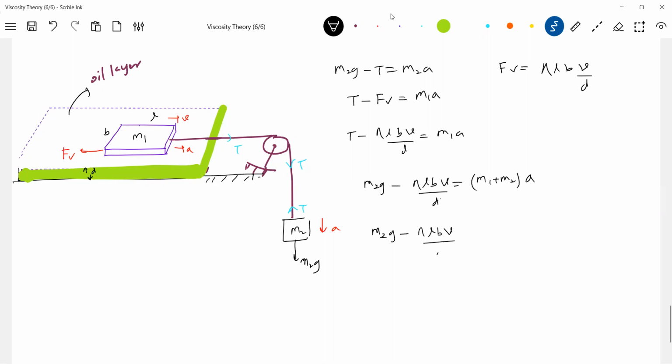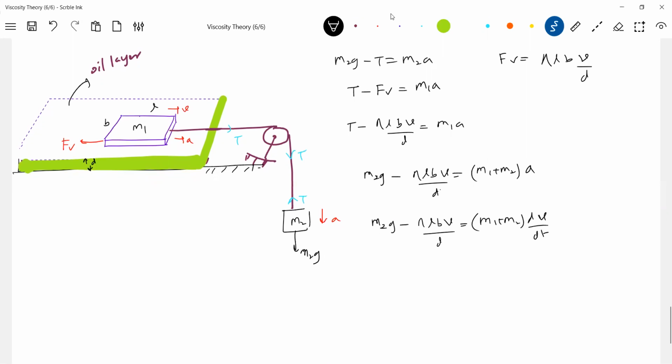Get ready for all mass-based problems. What is A? A will become dV by dt. Agree with this one? So this will become... I want an expression for velocity. So let me simplify this. So this will be m2g by (m1 plus m2) minus eta lbv by d(m1 plus m2).